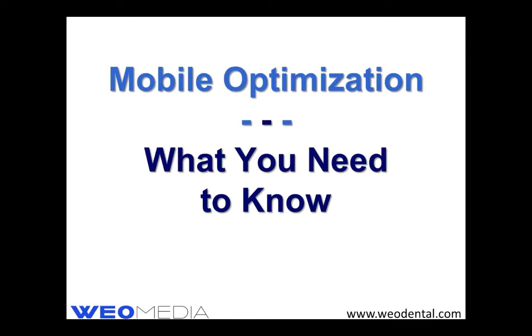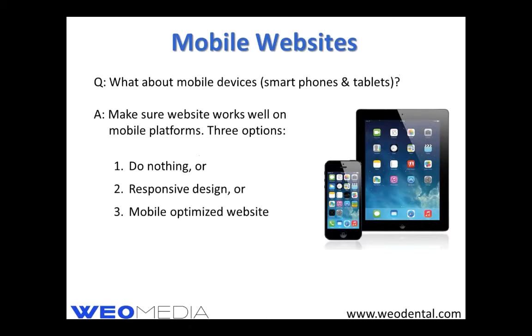So that's websites. An obvious component of websites is now mobile optimization, mobile websites. And we've got a few options here. One of them is do nothing. Another option is responsive design, and another option is mobile optimized website design.